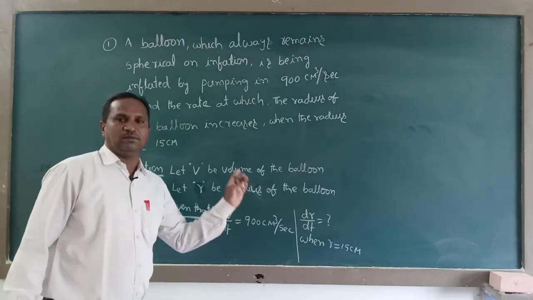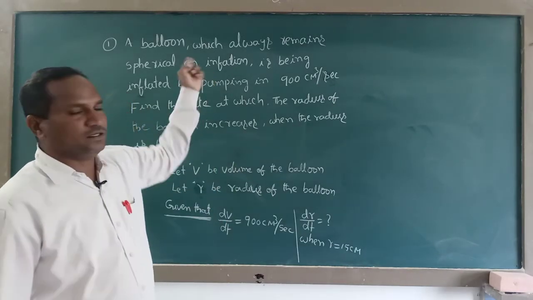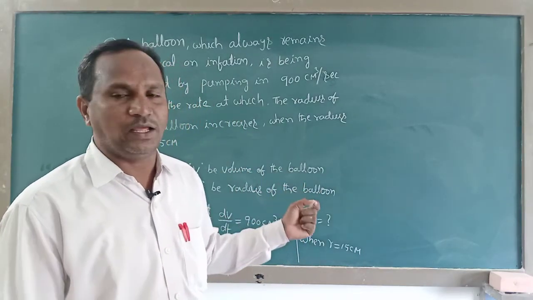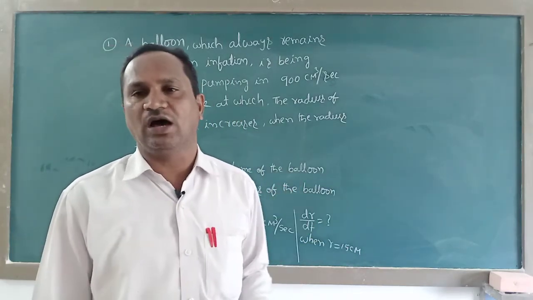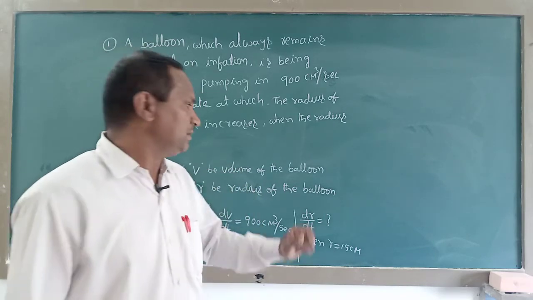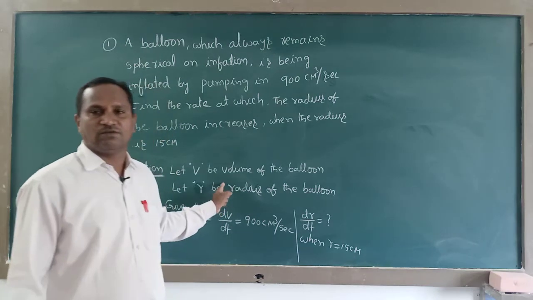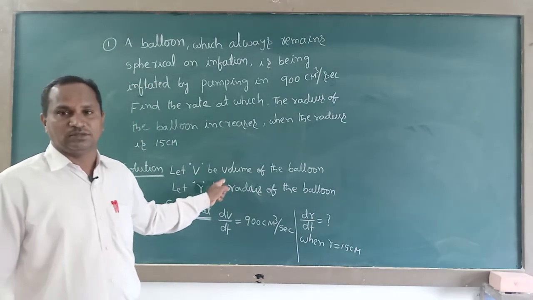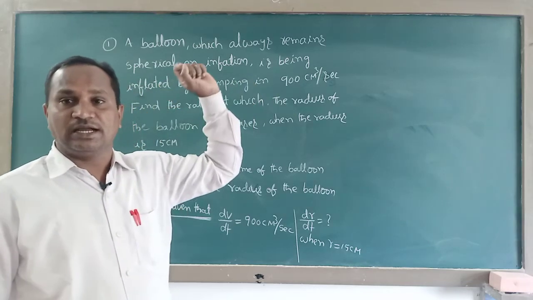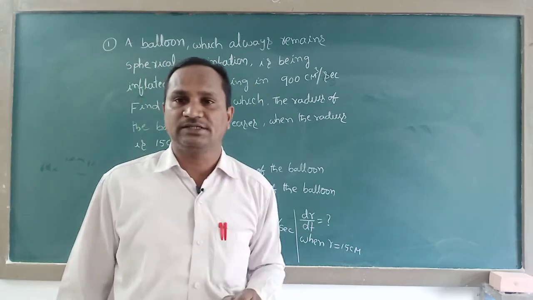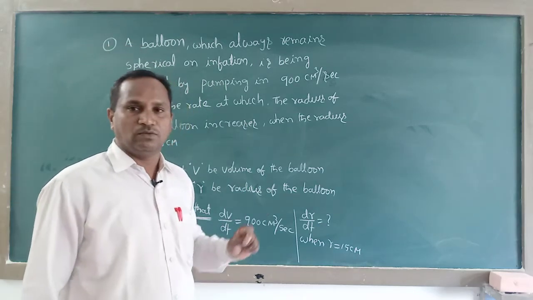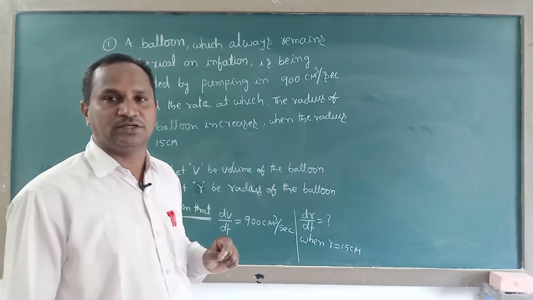But already they mentioned the balloon is spherical in shape. When it is spherical in shape, we have to apply the volume of sphere formula. Why are we applying the volume of sphere? They mentioned the rate of change of volume, and at the same time they gave a balloon shape, which is a sphere. For that only, here we have to apply the volume of the sphere formula.